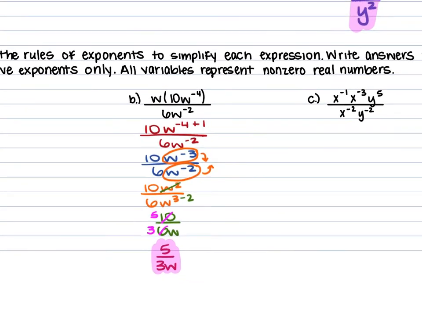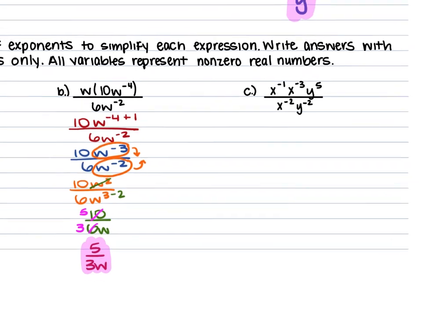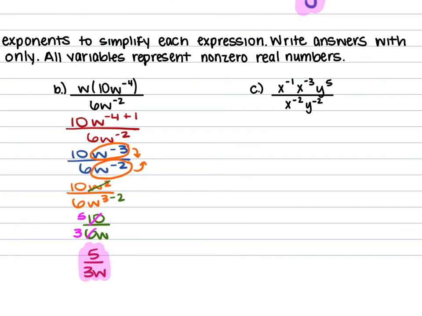For our last example, C, we have x to the power of negative 1 times x to the power of negative 3 times y to the power of 5 all over x to the negative second, y to the negative second. My whole thing here is to get rid of these negative exponents first. So I'm going to take that x to the negative 1, bring it down, x to the negative 3, bring it down, that x to the negative second, I'm going to bring it up, and that y to the negative second, I'm going to bring it up. So this is going to leave me with x squared, y squared times y to the fifth, all over x to the first times x to the third.